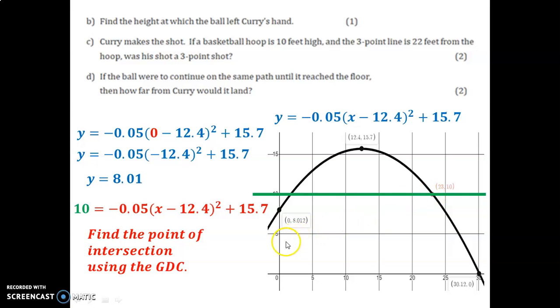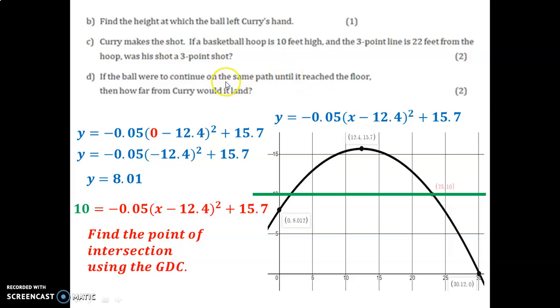So that tells us that he shot the ball, and it says he made it, so he made it into the basket right here, (23, 10), and that is 23 feet away from him, which means he made the three-point shot because the three-point line is 22 feet.